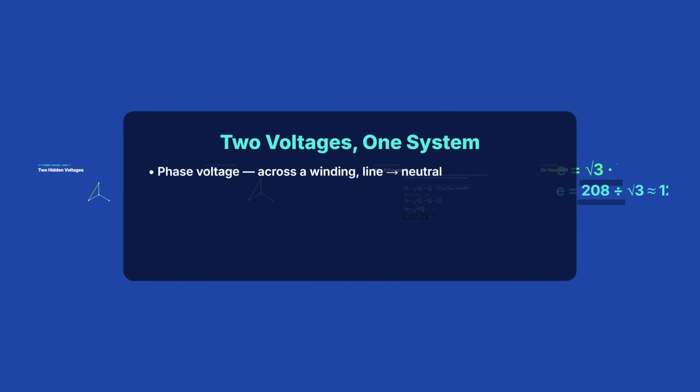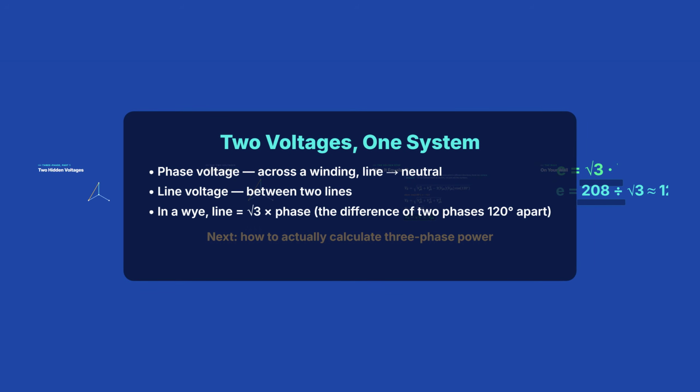So, two voltages, one system. Phase voltage is across a winding, line to neutral. Line voltage is between two lines, and in a Y, it's root 3 times bigger because it's the difference of two phases 120 degrees apart. Keep those straight, and you'll never trip over a three-phase problem again.